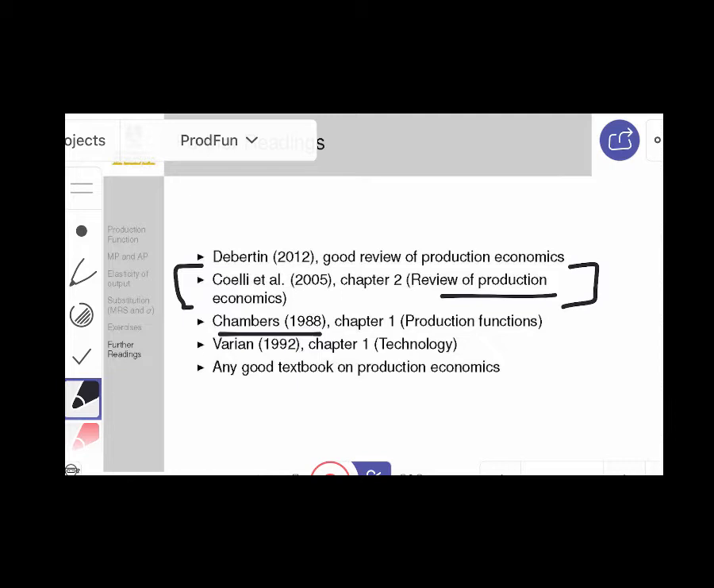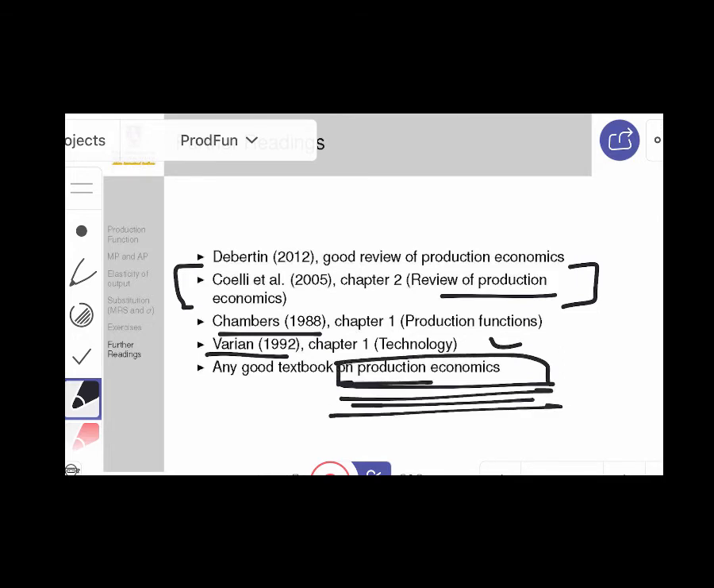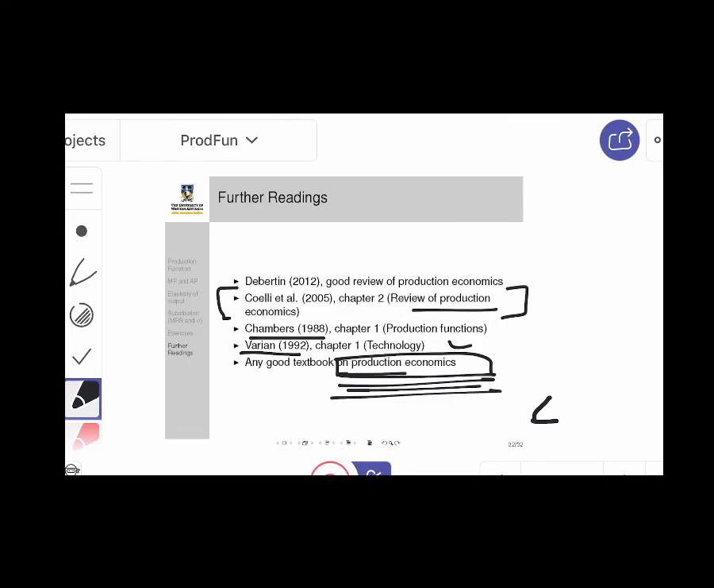You can also look at Varian, which is an advanced microeconomic theory book. There is a section on technology, and you can also find some of the derivations for the Cobb-Douglas in that book. But there are many other good production economics books that you can use. So make use of what's available to learn more and practice more, and don't forget to do the exercises. And we'll stop here.